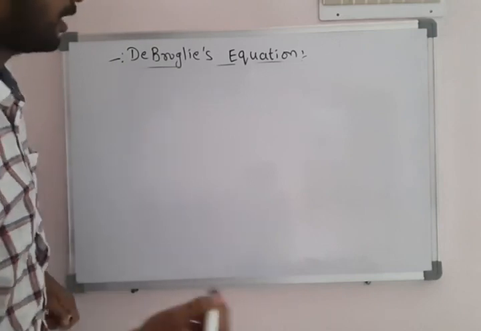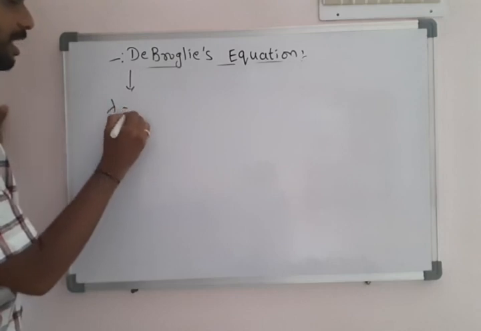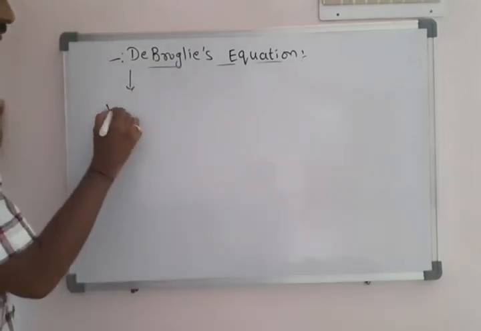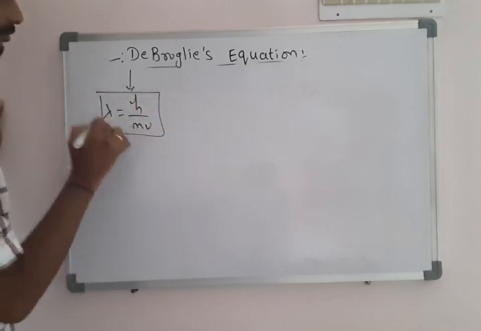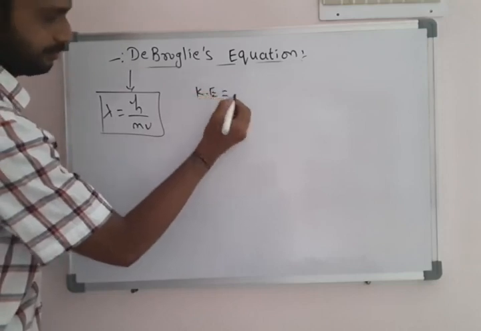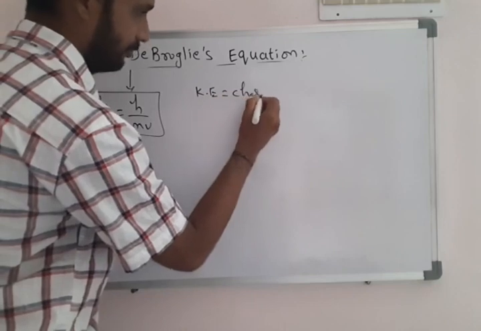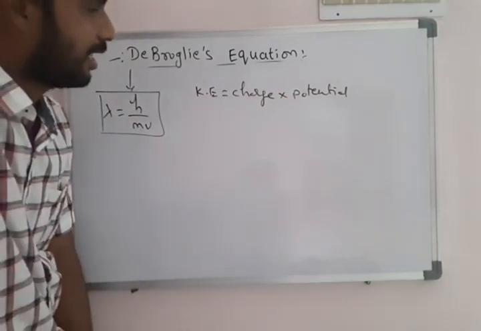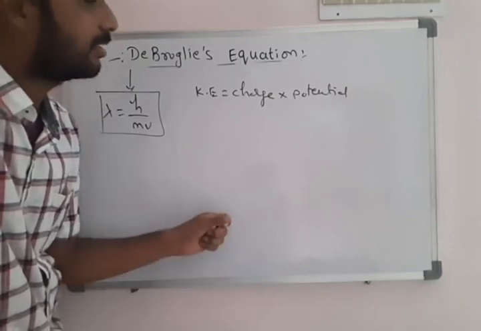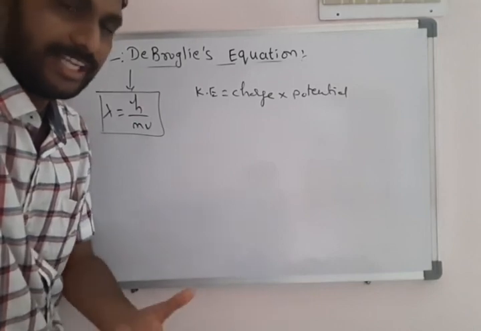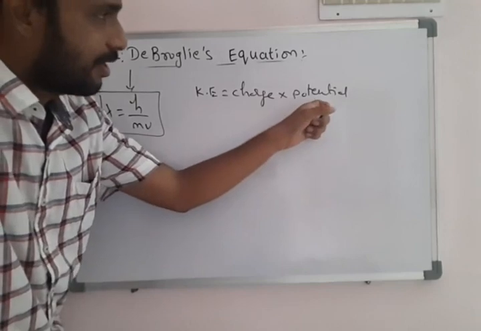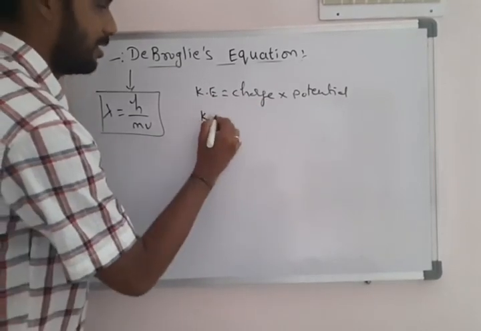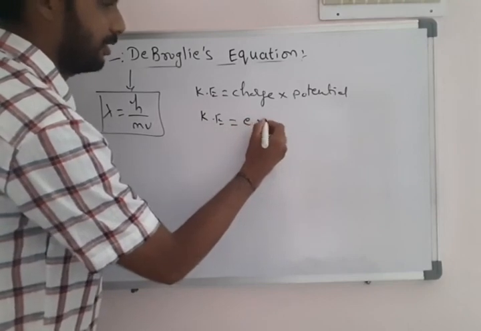Okay, now we see the other forms of de Broglie's equation. We know de Broglie's equation, lambda is equal to h by mv, and we also know that kinetic energy is equal to charge into potential. For example, if you take electrons, which are charged particles, and they are accelerated by some potential, their kinetic energy will be equal to the charge into the applied potential. So here we can write kinetic energy equals charge into potential, eV.